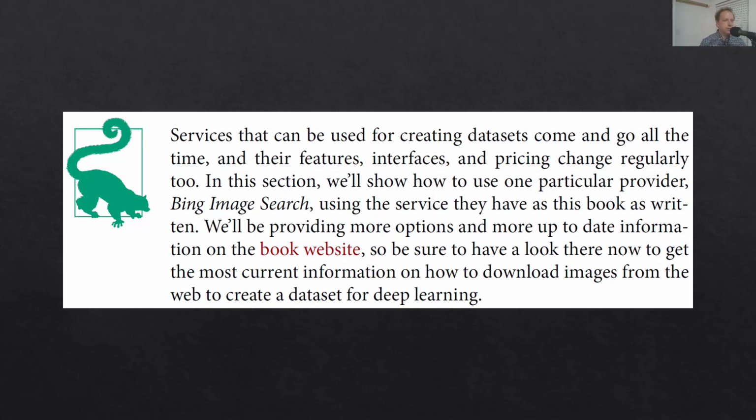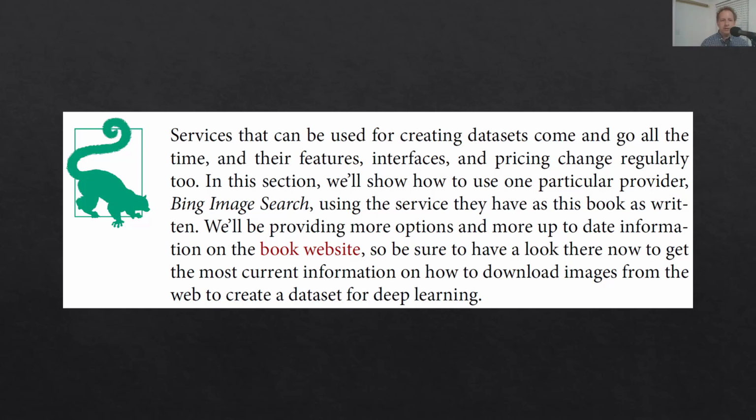One of the easiest ways, though, is just to download stuff off the internet. There's lots of services for downloading stuff off the internet. We're going to be using Bing image search here because they're super easy to use. A lot of the other easy to use things require breaking the terms of service of websites. So we're not going to show you how to do that, but there's lots of examples that do show you how to do that, so you can check them out as well if you want to.